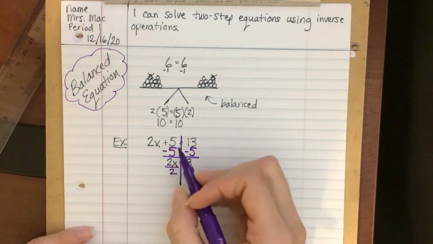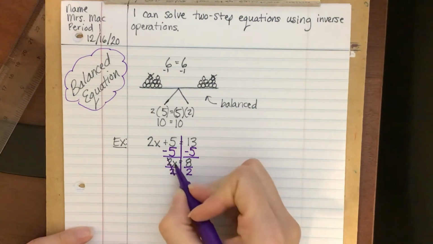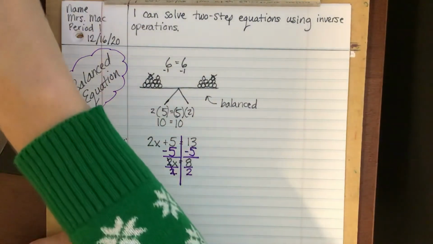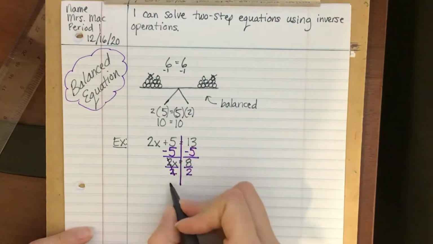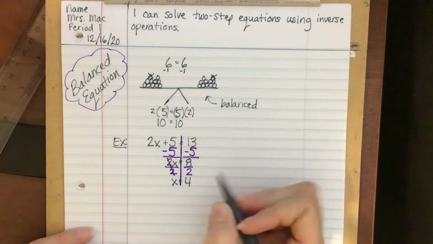Well, the reason we do this is 2 divided by 2 is just 1. So you're just left with your x. And then 8 divided by 2 is 4. So now what we're saying is x is equal to 4.